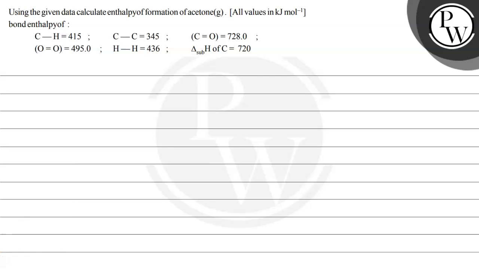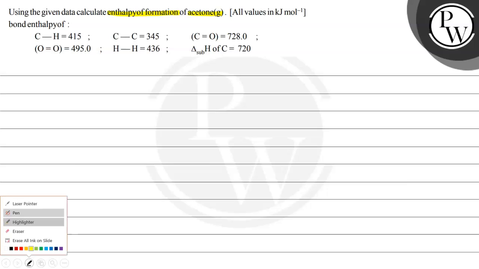And the question says, using the given data, calculate the enthalpy of formation of acetone gas, all values in kilojoule per mole, and the bond enthalpy of the following bonds are given over here. And the sublimation enthalpy of carbon is also given, that is 720 kilojoule per mole. So let us solve this question.